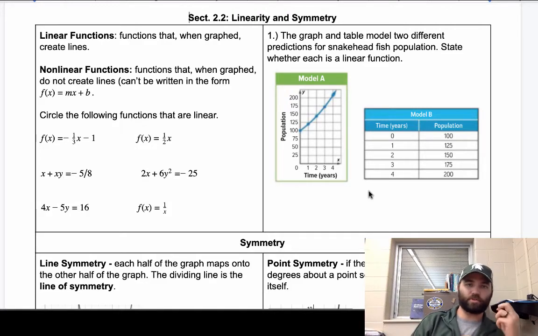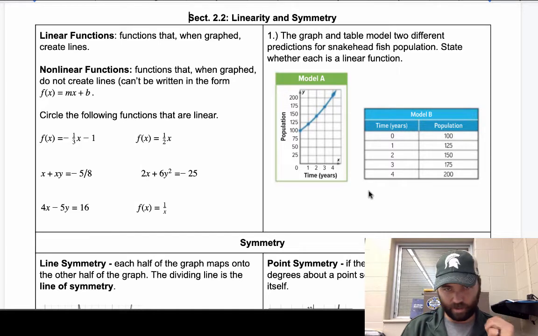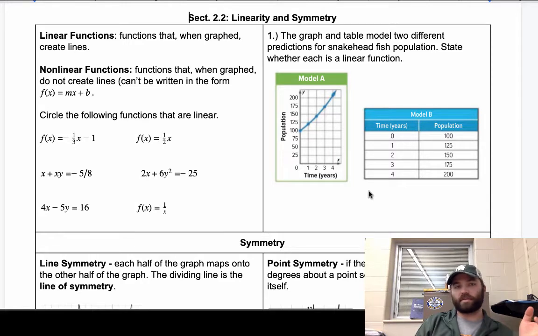All right, section 2.2, linearity and symmetry. The first part of this is fairly straightforward, in the sense that we're going to be talking about linear functions compared to nonlinear functions. And by the way, we're going to spend a ton of time talking about functions now.